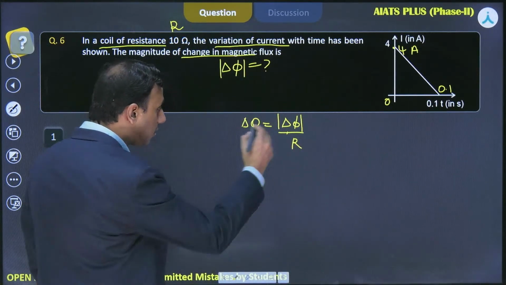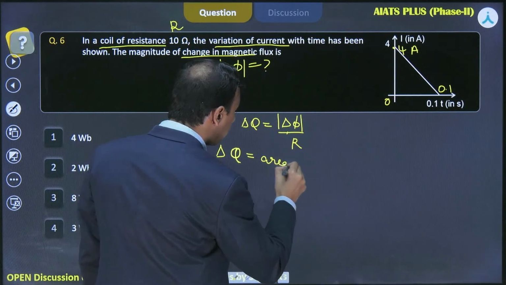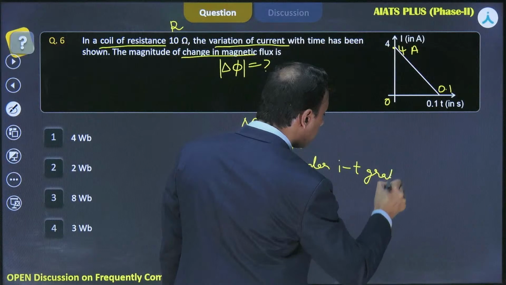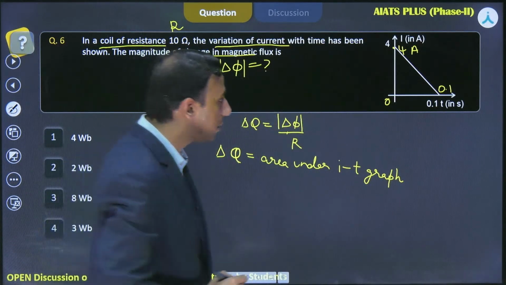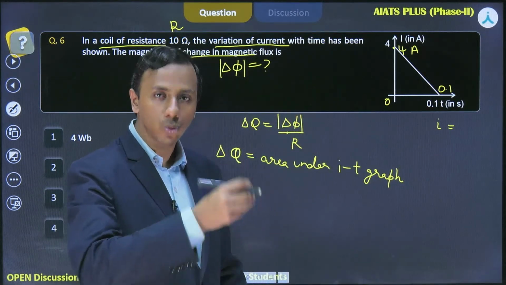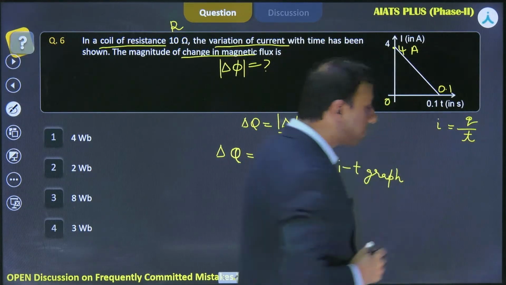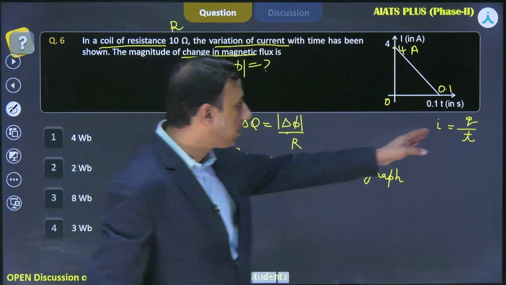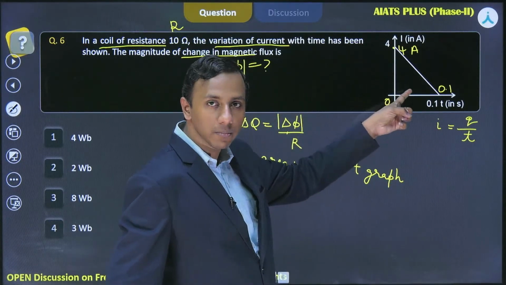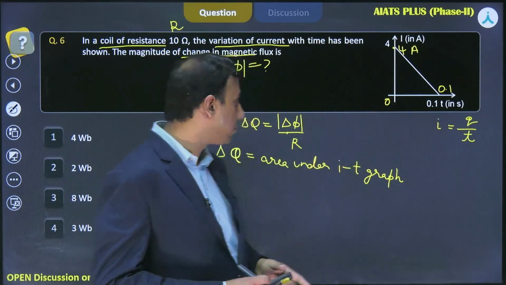So how will we find the charge? Delta Q will be nothing but the area under the I-T graph. Why area? Because remember, in the current electricity chapter you studied that current is charge flowing through a cross section per unit time. So I is equal to Q by T, and Q is I into T. If you see over here, I is changing as time is changing, so I into T means we will take the area under the I-T curve.